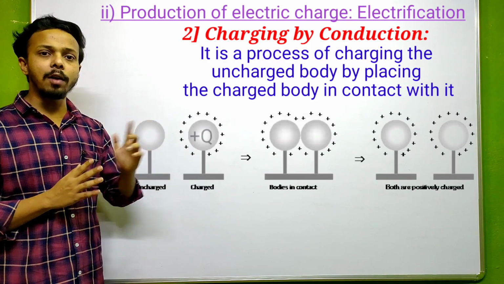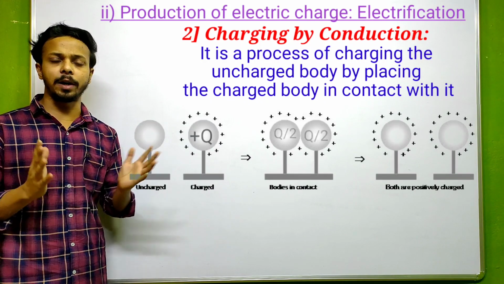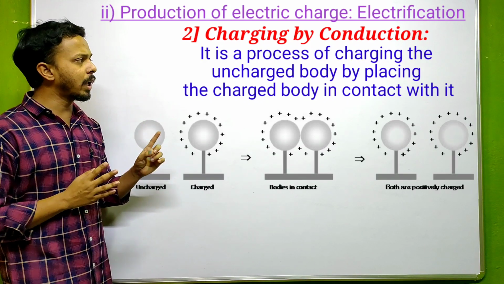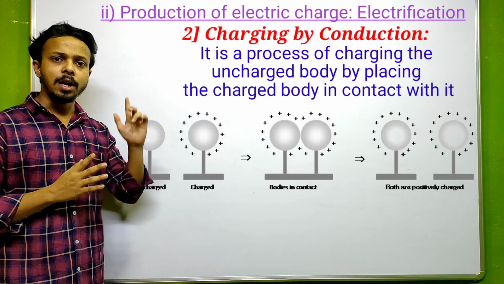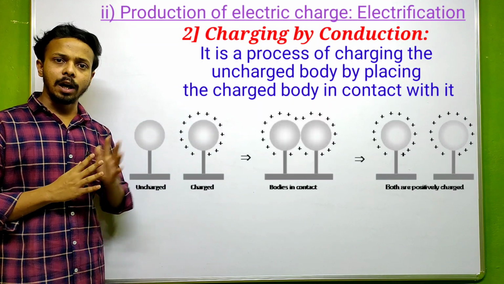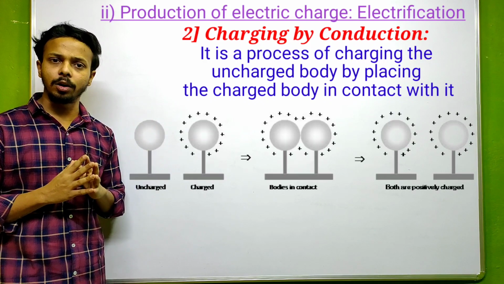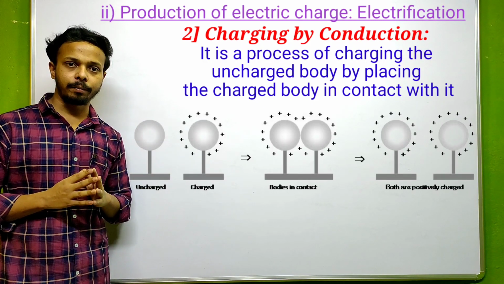That is, both bodies have Q by 2 charge. Means equal amount of charge is spread on the bodies. So it is quite simple. When a charged body is in contact with the uncharged body, charges get transferred from the charged body to the uncharged body, so that there becomes an equilibrium. Both bodies have an equal amount of charge. So this is how an uncharged body gets charged.